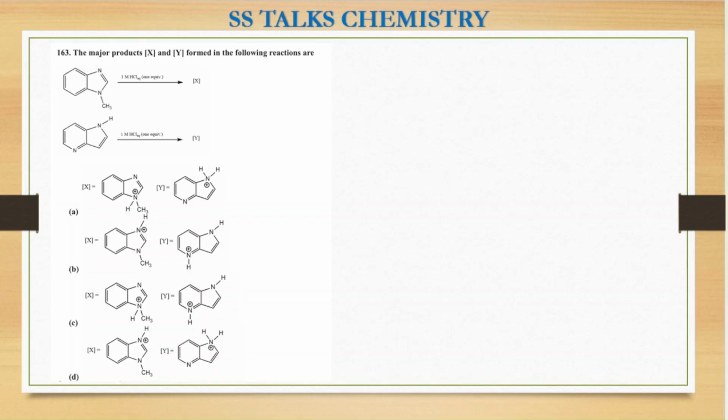So you have to find the major products X and Y for the given reaction. You can see here the benzene ring is present, and along with that a 5-membered ring where 2 nitrogen atoms are present. Treatment is done with 1 molar HCl, that is your acidic species. You just have to locate the position where protonation will be done by the acid. Okay, the site where you will observe the maximum electron density will be protonated, right?